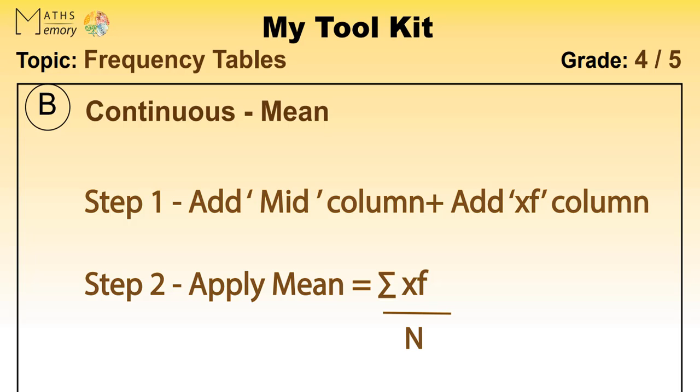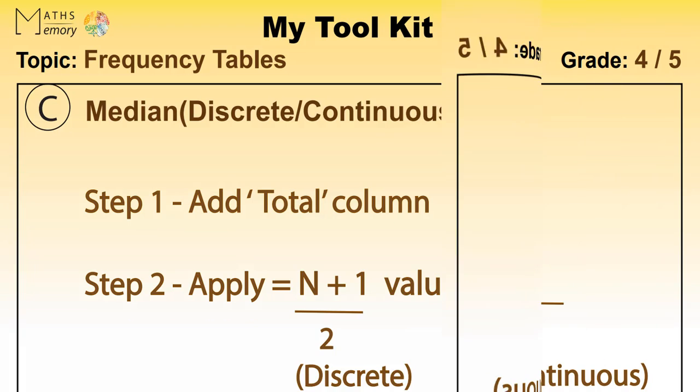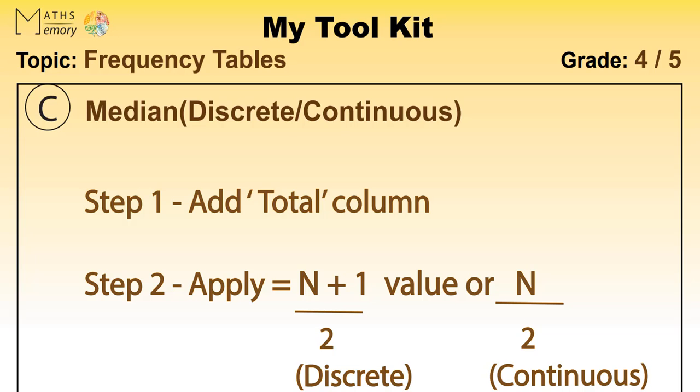The second column was the total of the frequency. So press pause, make sure you've got these down on here. So this is Toolkit Part C. This is where we show you how to find the median. You've just done this already, so make sure you have these 2 steps over here.